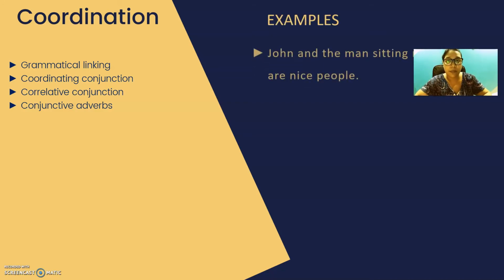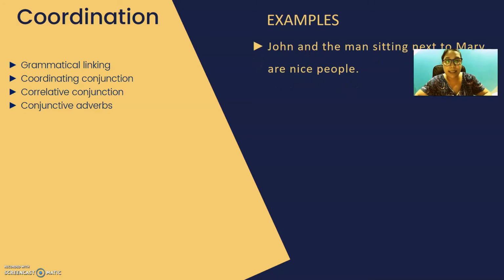For example, conjoined sentences like John and the man sitting next to Mary are nice people. John is a noun phrase, and is the conjunction, and the man sitting next to Mary is the other noun phrase. The fact that I can join these two noun phrases means that each one is a constituent and they are both constituents of the same type.